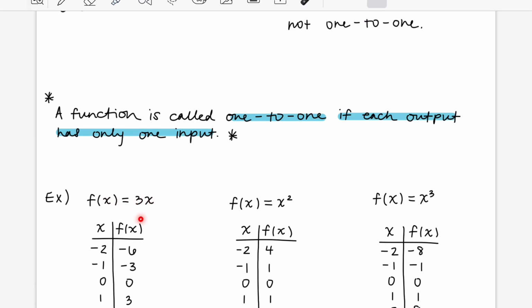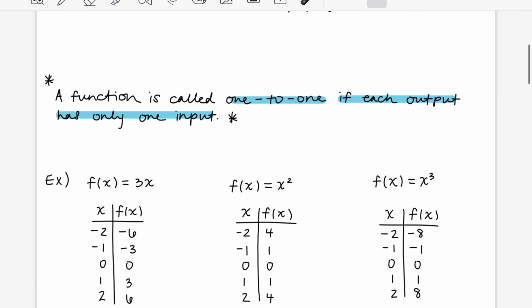We have f of x is equal to 3x, and as we can see here, every output has exactly one input. So the only value that'll give us negative 6, for example, is negative 2. The only value that'll give us negative 3 is negative 1, and so on and so forth. So that means this function is one-to-one.